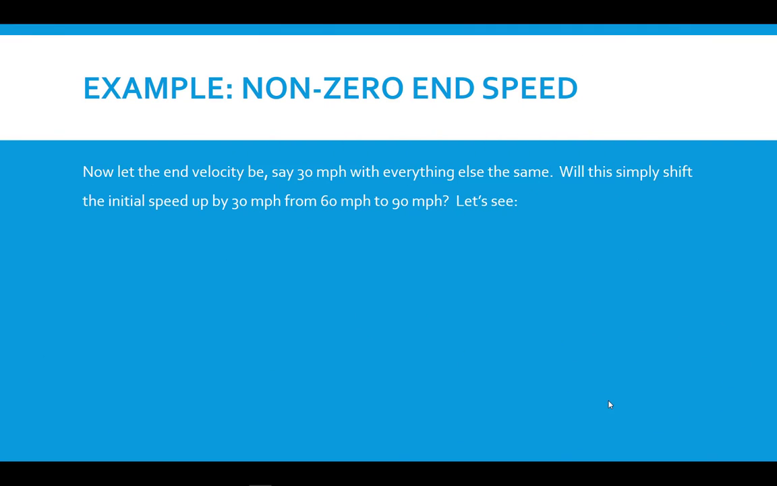Now let's work a second problem where we have a non-zero end speed, so the car has not stopped. Let's just use it as an example. We somehow have figured out that the car at the end of its skid is traveling at 30 miles per hour, and everything else is the same. An interesting question to pose to yourself is: is this just going to shift the initial velocity up by 30 miles per hour? So instead of starting at 60, we start with 90 and go to 30 with the same skid length, friction factor, and so on. Is that what's going to happen? We'll pose that and take a look.